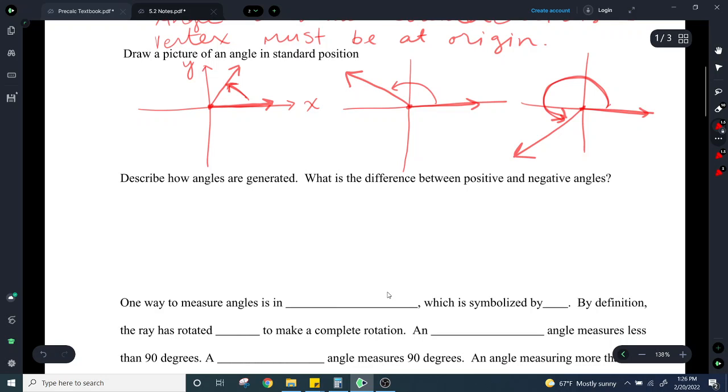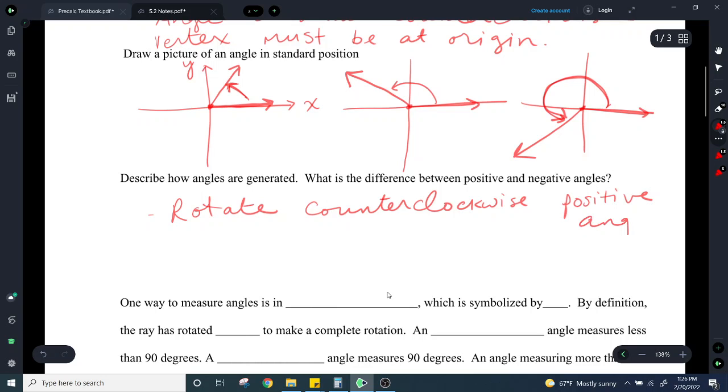All right, describe how angles are generated. Okay, so if we rotate counterclockwise, which is what I did in the pictures above, this would be considered a positive angle. Okay? And so, like in this first picture, I'm estimating this might only be 60 degrees. Let's say maybe this would be like a 60-degree angle.